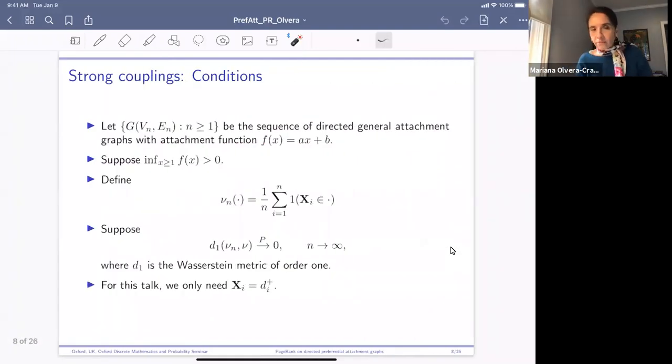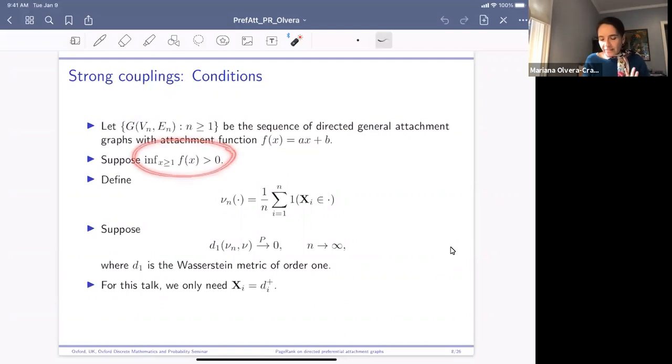So now I have those definitions out of the way, let me just go back to our preferential attachment models. So we have the sequence of graphs here, G(V_n, E_n), and I'm going to assume that my attachment function is linear. So here the A is either going to be a 0 or a 1, depending on what we look at.